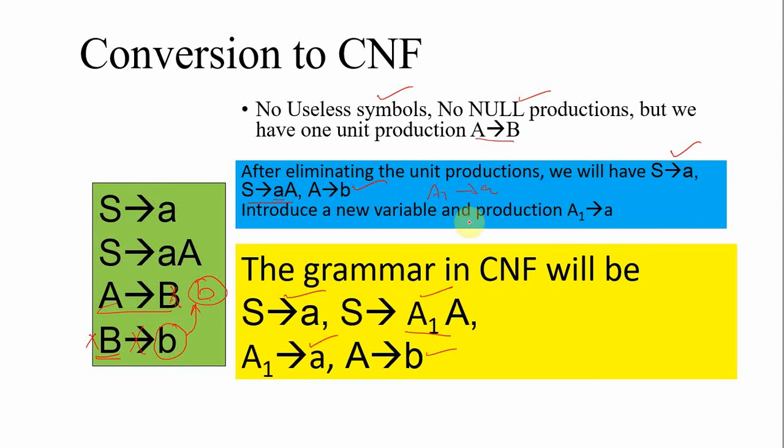One of the common mistakes that most of us tend to make is that we will introduce a new variable, but we will forget to include this production in the grammar. So whenever you are introducing a new variable, please write the production first, then add the new variable in the production, so that you will not miss out. If A1 gives A is not there in the grammar, then this production will be useless, because there won't be any production for A1. So please be careful.